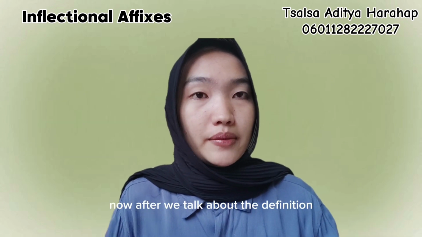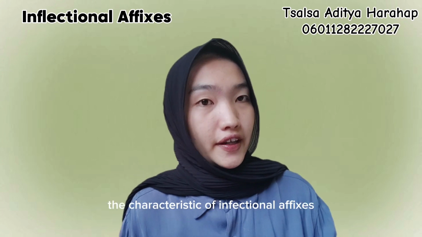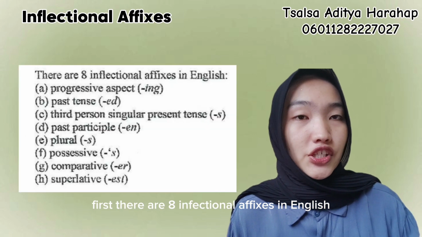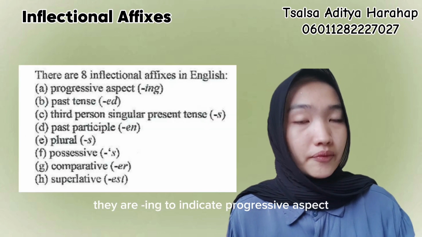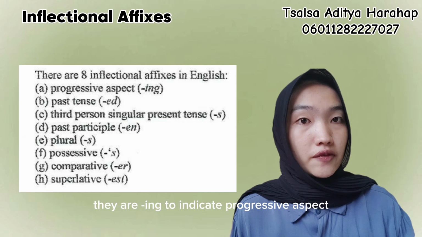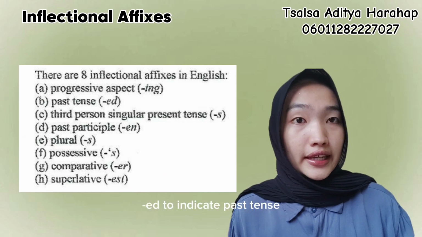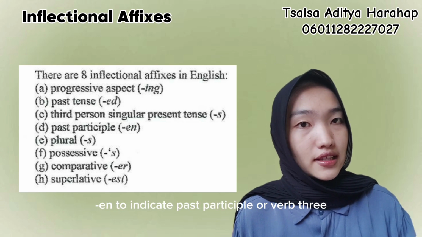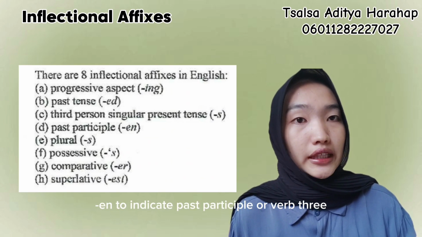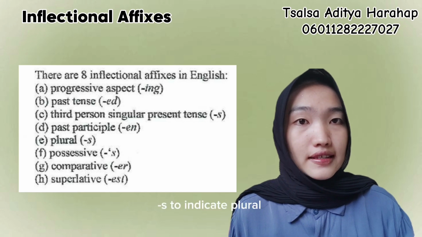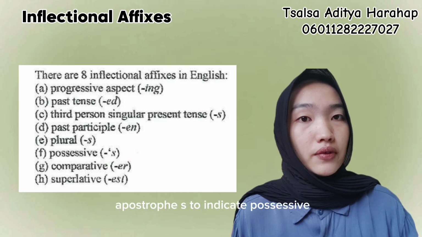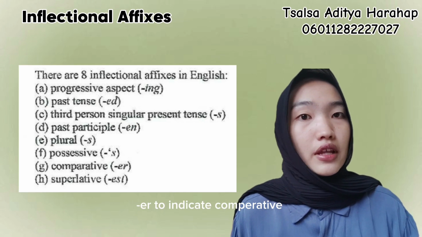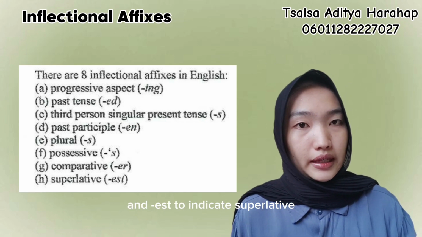Now, after we talk about the definition, let's talk about the characteristics of inflectional affixes. First, there are 8 inflectional affixes in English. They are ing to indicate progressive aspect, ed to indicate past tense, s to indicate third person singular present tense, n to indicate past participle or verb 3, s to indicate plural, apostrophe s to indicate possessive, er to indicate comparative, and est to indicate superlative.